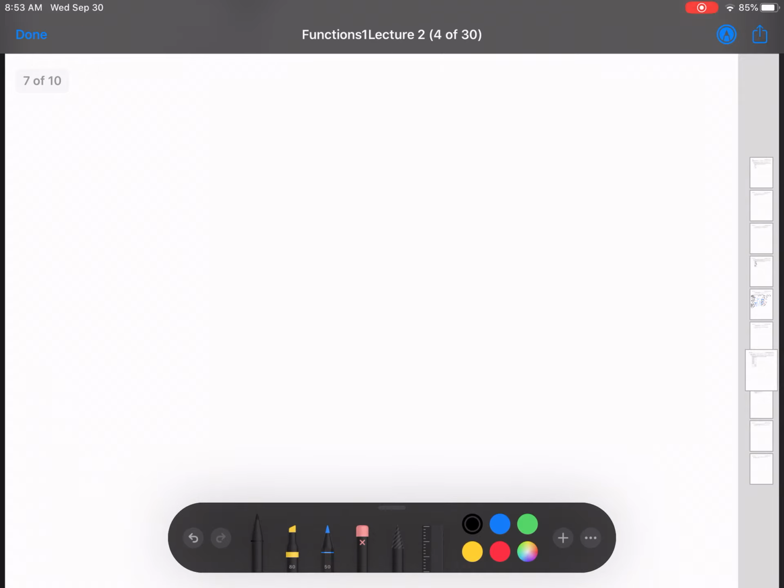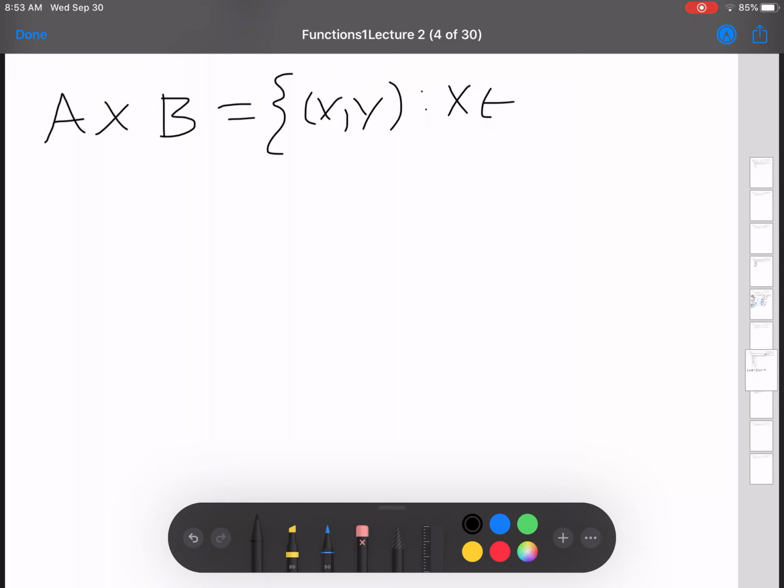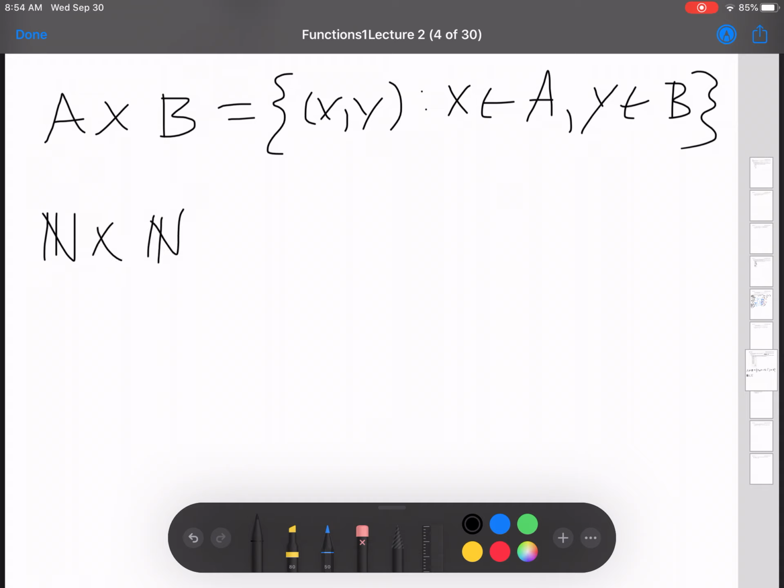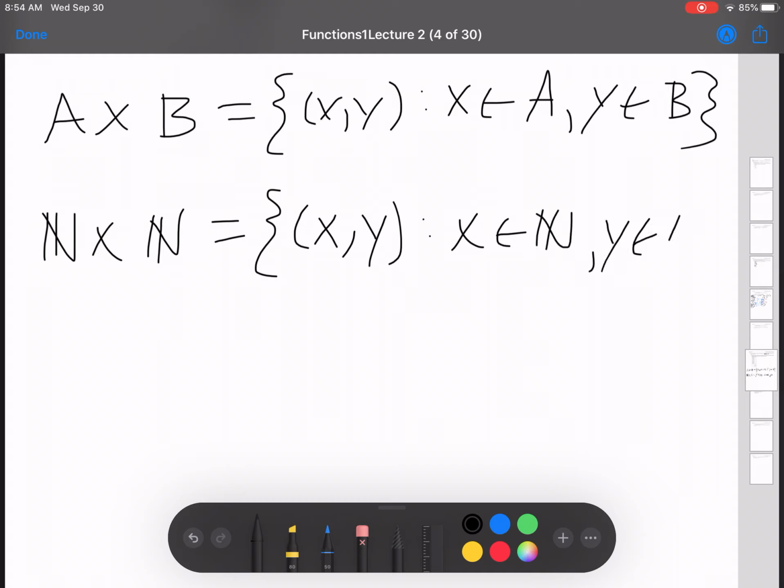Okay, so first thing is remember that if you have two sets, A and B, then A cross B is the set of ordered pairs (x, y) such that x is in A, y is in B. So N cross N is a set of ordered pairs (x, y) such that x is in N, y is in N.